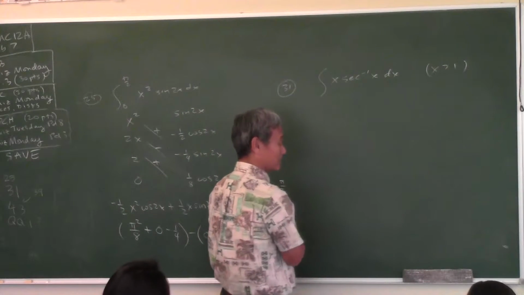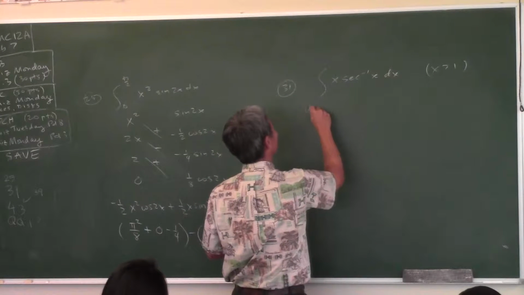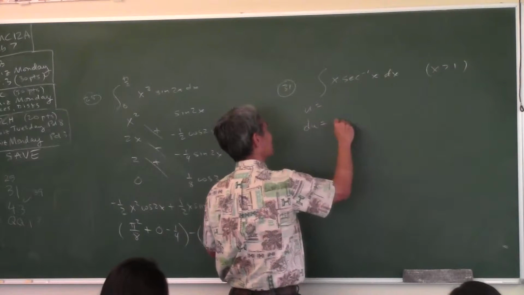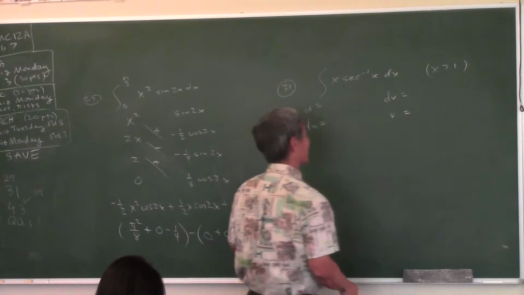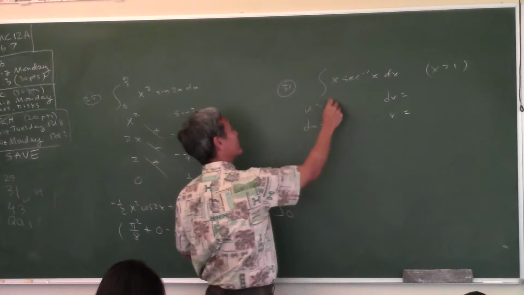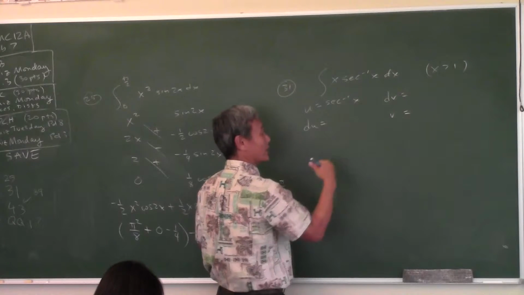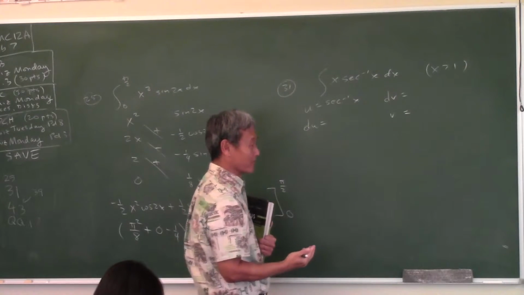Does tabular work on this one? No. So this one we've got to do the normal way. So on Monday on your quiz, you're going to have to do 3 of them the normal way like this. So you have to put the secant inverse over here because we don't know the antiderivative of secant inverse x. We don't know.